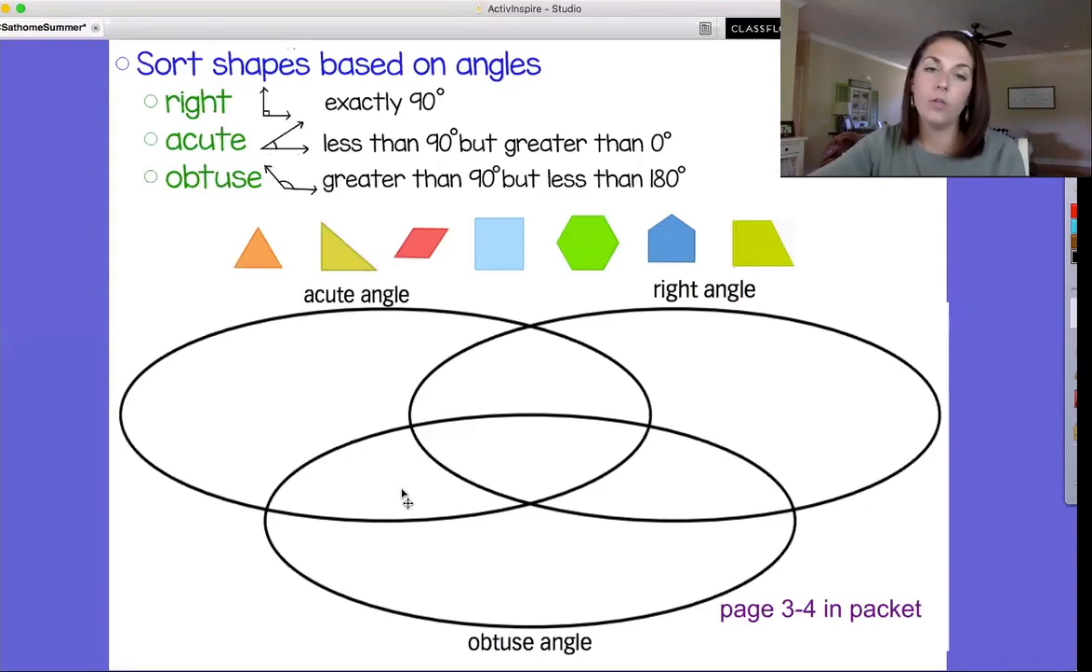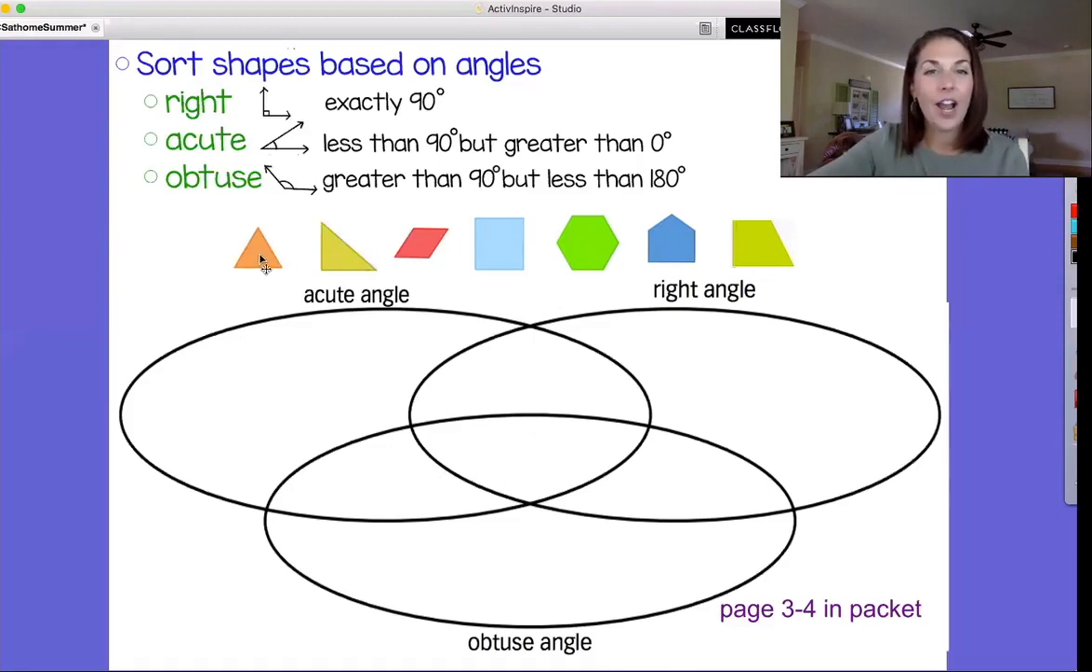Now, if a shape has acute and obtuse, it would fit into this category. Right and obtuse would fit into this category. Right and acute would fit into this category. And then what would be included in that middle category? I see that all 3 circles intersect and have a space in the middle of our Venn diagram. So that tells me that a shape must include acute, right, and obtuse angles to fit into that category. All right, let's get started.